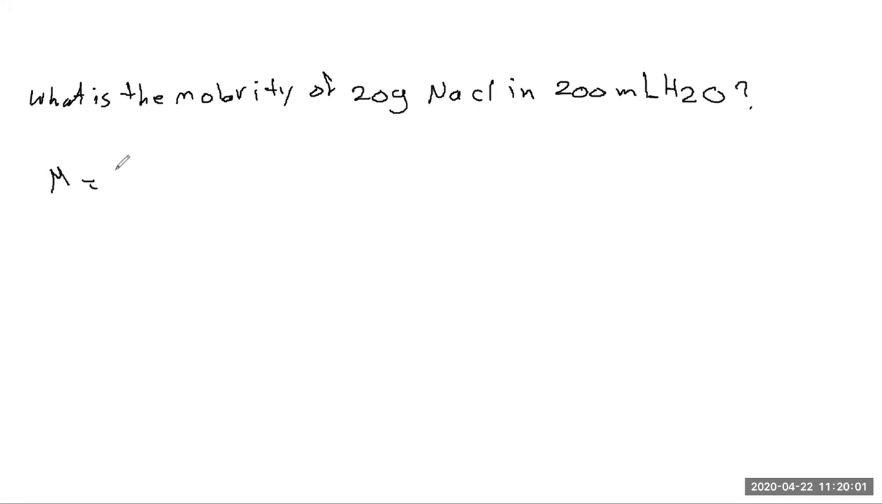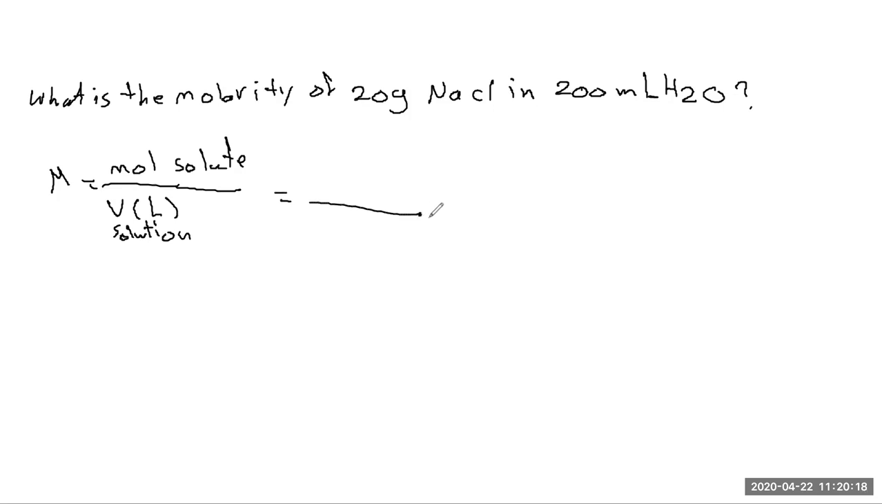Molarity equals mole solute divided by volume solution, but the liter unit. Now, the volume we have is 200 milliliter. To convert it to liter, it will be 0.2 liter. So put here 0.2 liter. What about the mole? We have 20 gram for the NaCl for solute.